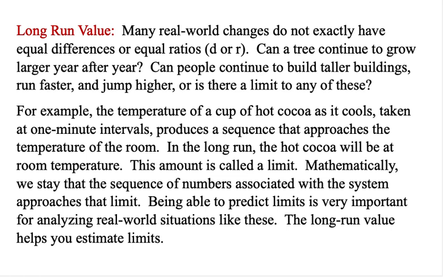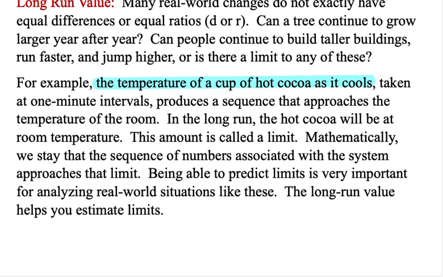So for example, the temperature of hot cocoa, I'm going to use this example of hot cocoa a lot. You'll get used to it. The temperature of hot cocoa as it cools, taken at 1 minute intervals, produces a sequence that approaches the temperature of the room. In the long run, the hot cocoa will be at room temperature. This amount is called a limit. Mathematically, we say that the sequence of numbers associated with the system approaches that limit. Being able to predict limits is very important for analyzing real-world situations, and the long-run value helps you estimate limits. So you think of long-run and limits as the same thing.